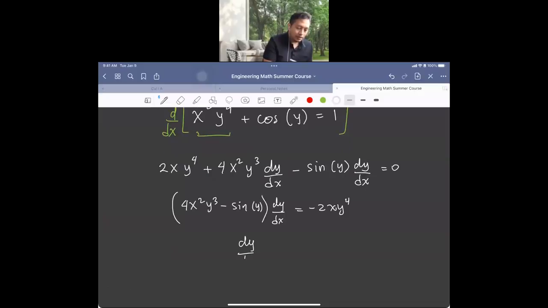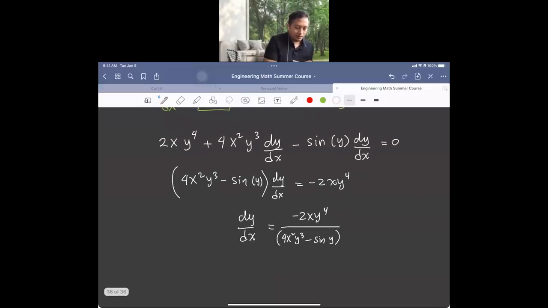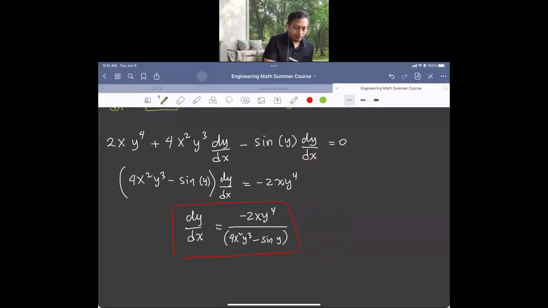Okay. And we have dy over dx is equal to negative 2xy to the power of 4 over the whole thing here, 4x squared y cubed, not minus, right? Minus sine y, kind of like that. Okay, if you were given this as a question, solve.